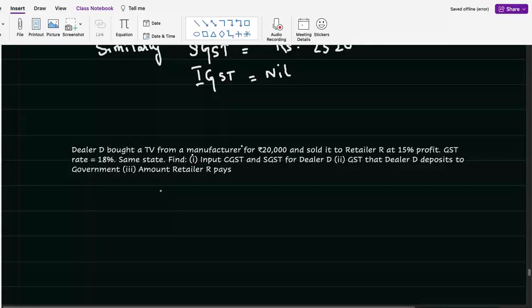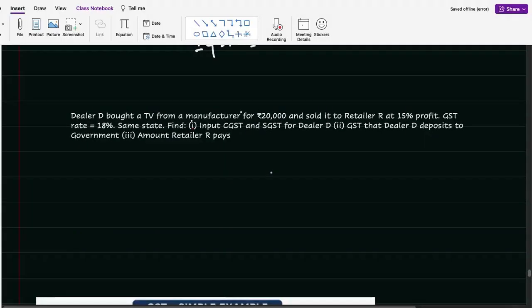Dealer D bought a TV from the manufacturer for 20,000 and sold it to retailer R at 15% profit. GST rate is 18%. Same state, intrastate problem. Find the input CGST and SGST for dealer D. Second, the GST that dealer D deposits to the government, and the amount retailer R pays. This is a little tricky problem. As you can see, multiple inputs are there and we need to find a lot of different things. So we'll do it step by step. Let's make it very simple here.